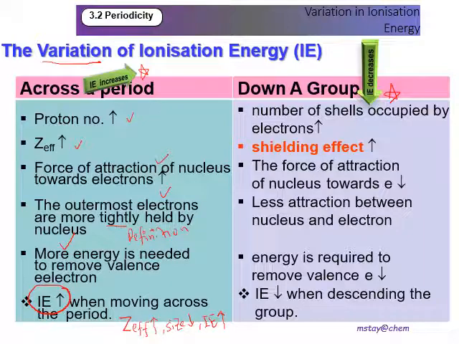When going down the group, the number of shells occupied by electrons is getting more and more. This causes the shielding effect to increase, and hence the force of attraction between nucleus and valence electron becomes weaker, which means less attraction between nucleus and electrons, so less energy is required to remove the electron. And the IE will be decreasing going down the group.